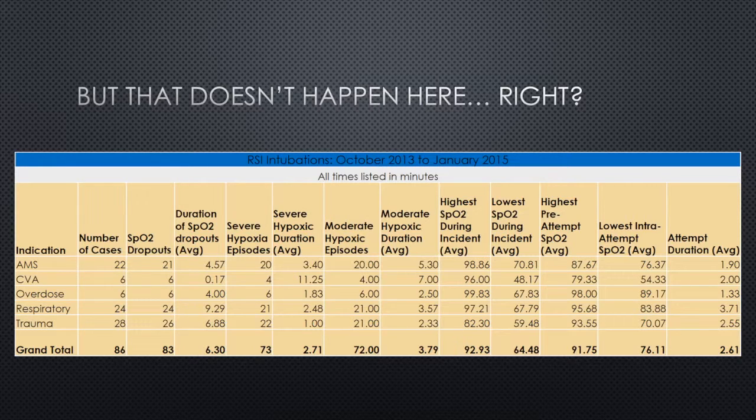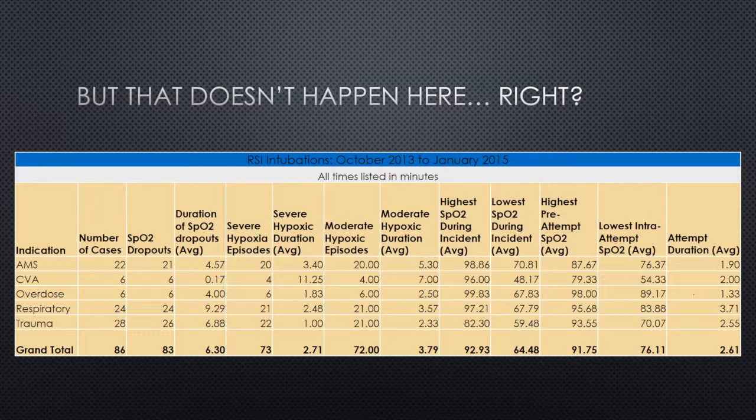And by the way, how long does our average intubation attempt take? Around 2.5 minutes. So the temptation is you see your SATs dropping. You figure, well, I'm really good. This is going to be an easy intubation. I can get it in really quickly, and then that is going to fix all of our problems. It doesn't happen really quickly. The quickest it happened was in overdoses in 1.3 minutes. You can lose a lot of saturation in 1.3 minutes.